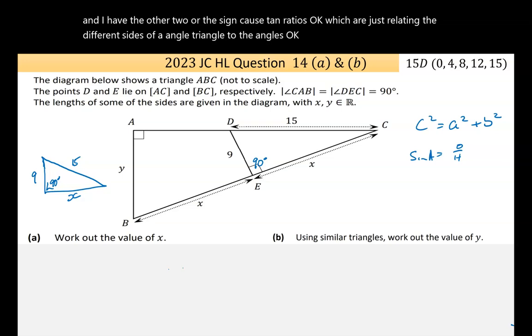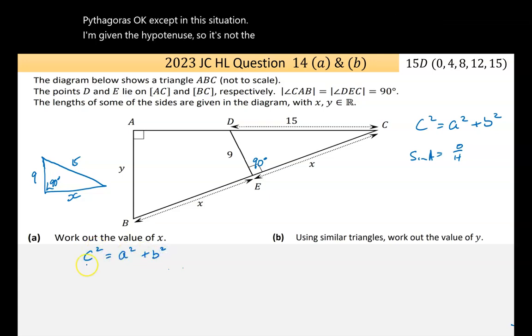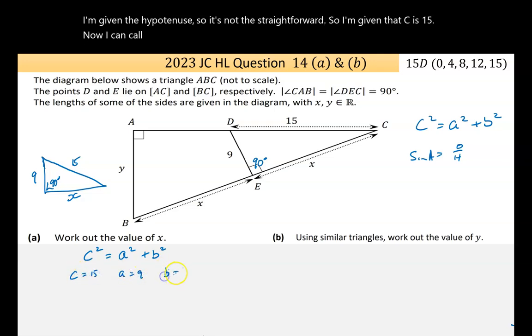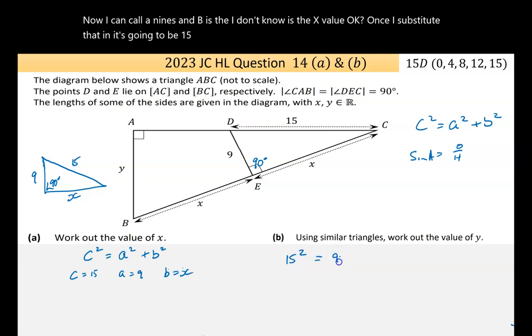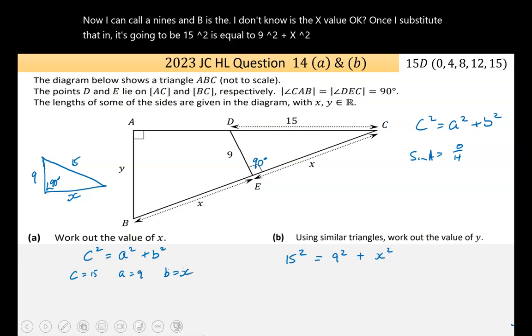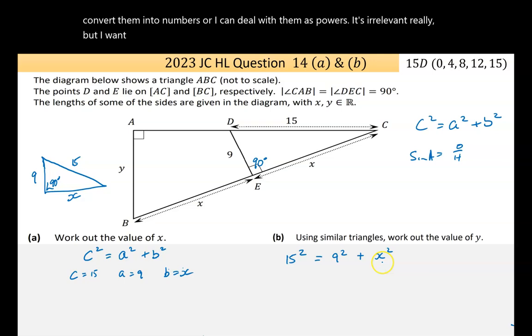So this looks to me like Pythagoras, except in this situation I'm given the hypotenuse, so it's not as straightforward. I'm given that c is 15. Now I could call a 9, and b is the x value. Once I substitute that in, it's going to be 15 squared is equal to 9 squared plus x squared. Now at that stage, I can convert them into numbers, or I can deal with them as powers. It's irrelevant really. But I want the x to stay on one side, and I want the numbers to go over to the other side.